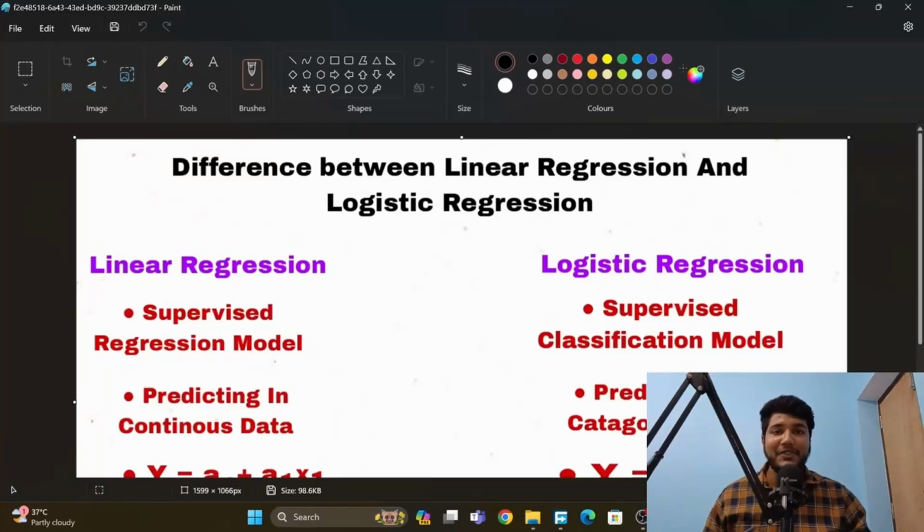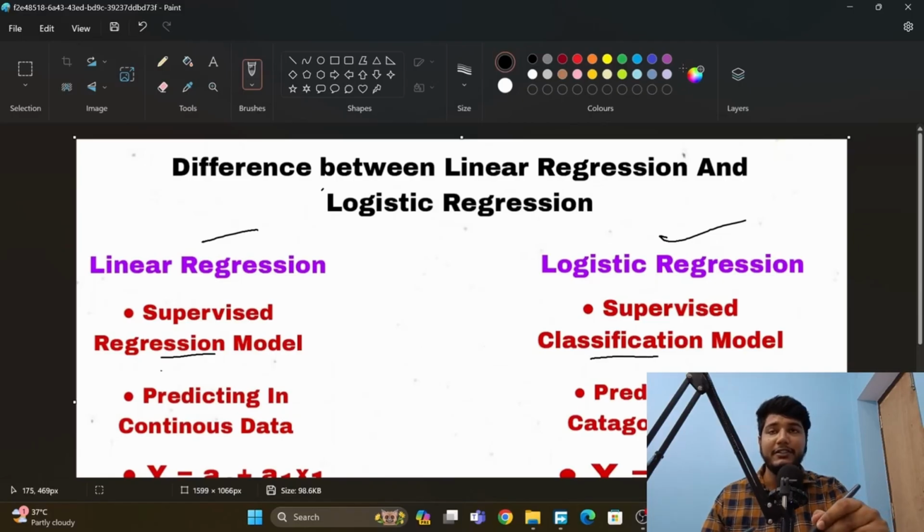Hello everyone, in this video I will explain to you the difference between logistic regression and linear regression. So let's start this video. Both logistic regression and linear regression are used in supervised learning. But the difference here is that linear regression is a supervised regression model and logistic regression is a supervised classification model.